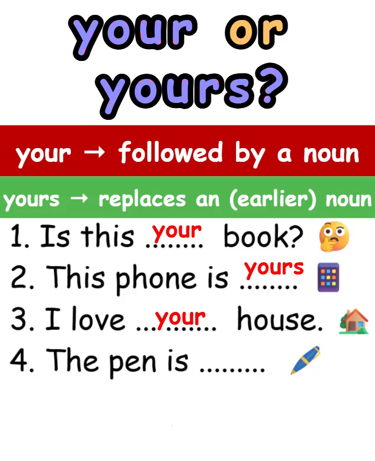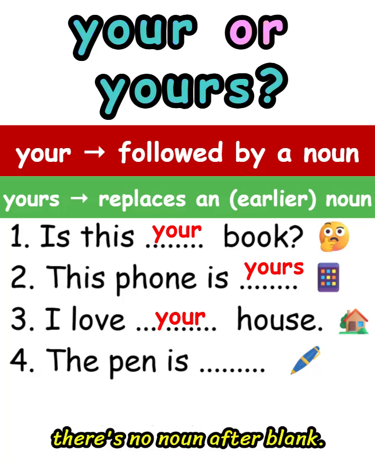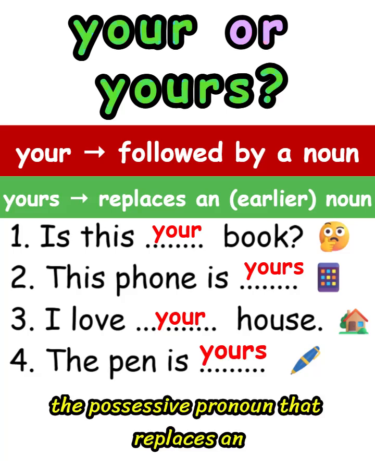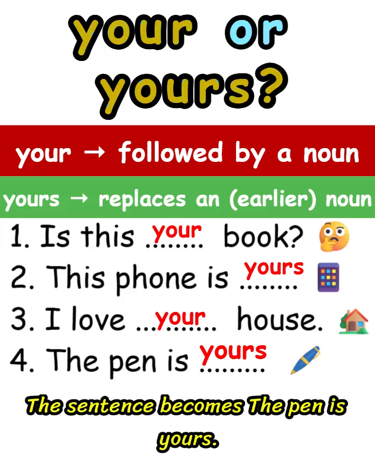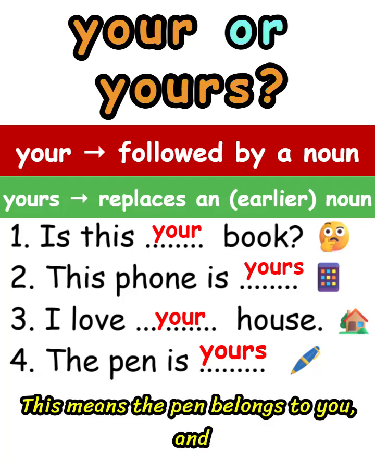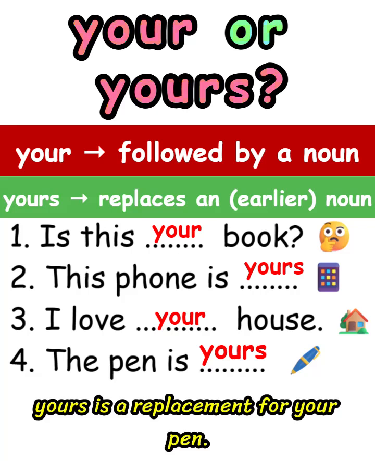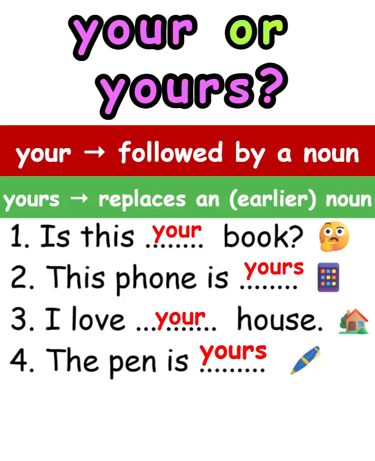Number four, the pen is blank. Just like the phone question, there's no noun after the blank. So we need yours, the possessive pronoun that replaces an earlier noun like pen. The sentence becomes, the pen is yours. This means the pen belongs to you, and yours is a replacement for your pen. It's yours, don't lose it.